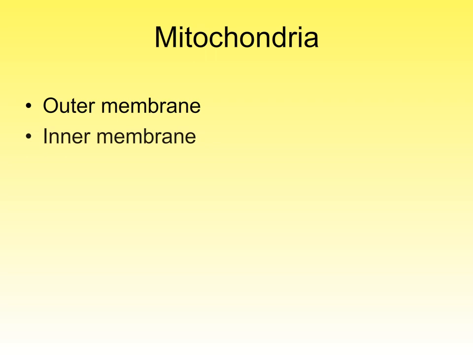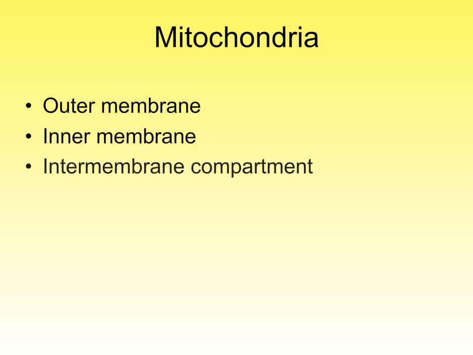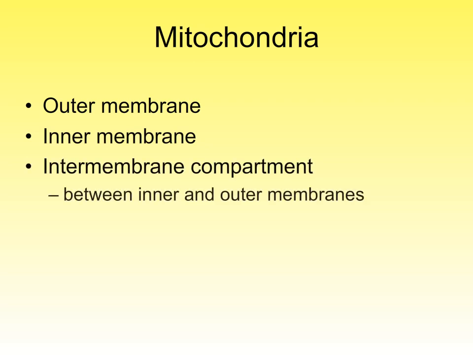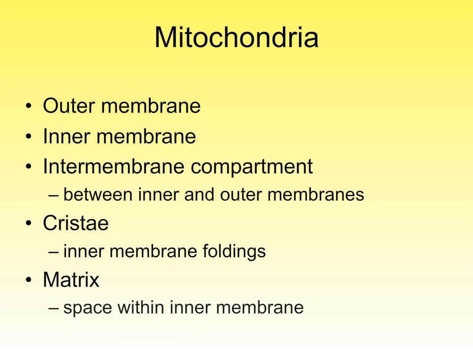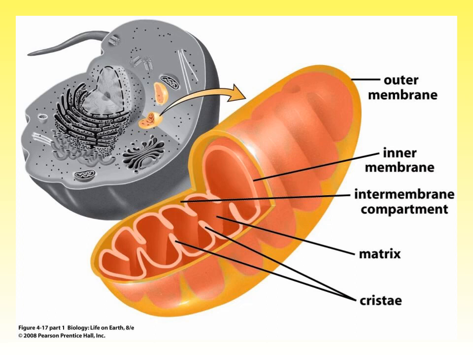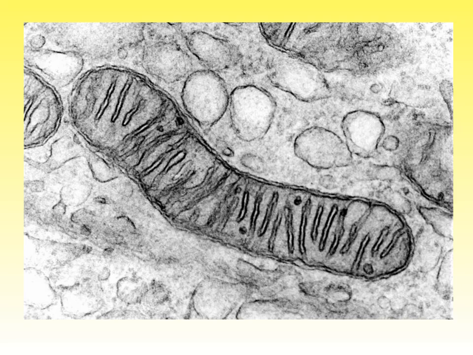Each mitochondrion is enclosed in a double membrane. The intermembrane space lies between the outer and inner membranes. The inner membrane folds inward, producing sac-like structures called cristae. The matrix is the area within the inner membrane. This diagram shows the locations of the outer and inner membranes, the intermembrane compartment, and the sac-like cristae. Make sure you can locate those structures on this micrograph of a mitochondrion.